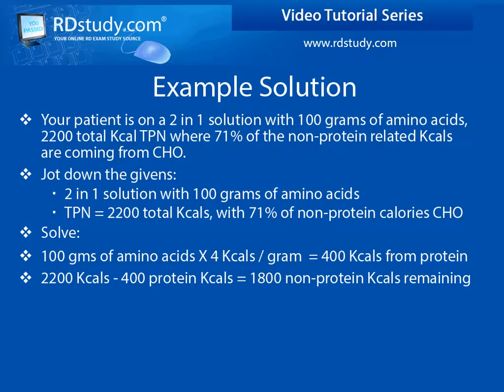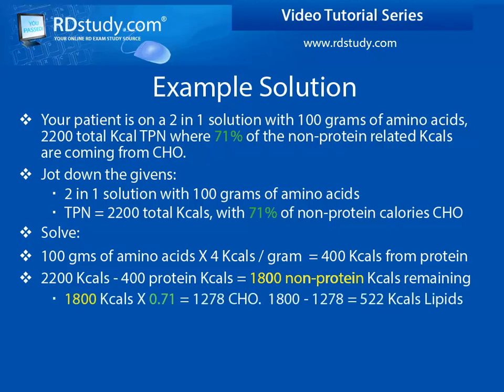So how do we get the rest of the values? Well, one of the givens informs us that 71% of the value we just solved for, the non-protein calories, is composed of carbohydrate. So multiplying 1800 by 0.71 or 71%, we can calculate that 1278 calories come from carbohydrate. The remaining calories will come from the lipid emulsion. You can subtract out 1278 from the 1800 to get 522 calories from the lipids.